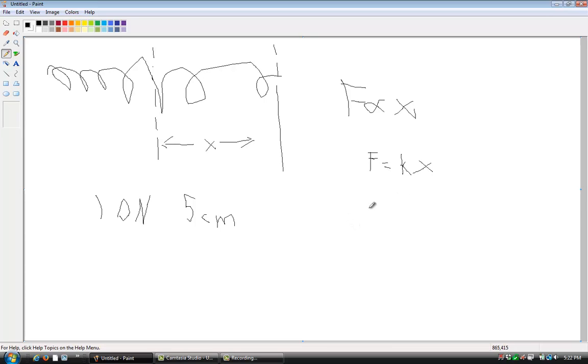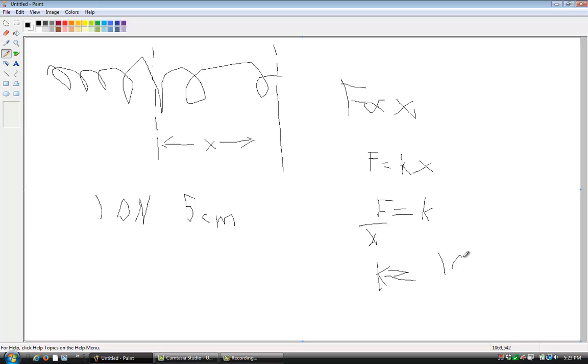Then I can rearrange this. Since I have k times x, and I want k by itself, I can divide by x, and I get F over x equals k. I can now calculate my constant of proportionality, the spring constant here, and so k is equal to, that's supposed to be an equals, not a Z, guys.